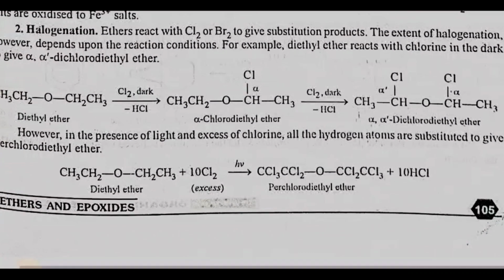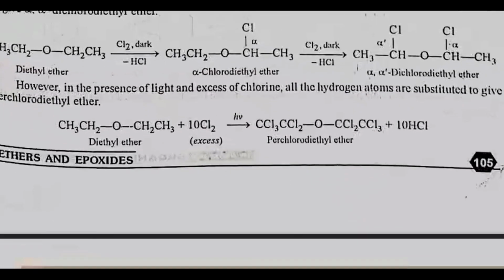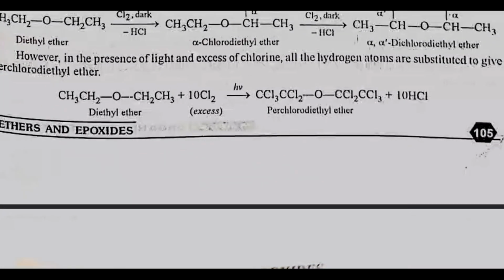Second, halogenation. Ethers react with Cl2 or Br2 to give substitution products. The extent of halogenation, however, depends upon the reaction conditions. For example, diethyl ether reacts with chlorine in the dark to give alpha,alpha'-dichlorodiethyl ether. Diethyl ether in presence of Cl2 in the dark gives alpha,alpha'-dichlorodiethyl ether. However, in the presence of light and excess of chlorine, all the hydrogen atoms are substituted to give perchlorodiethyl ether.